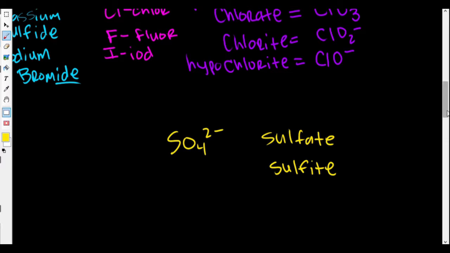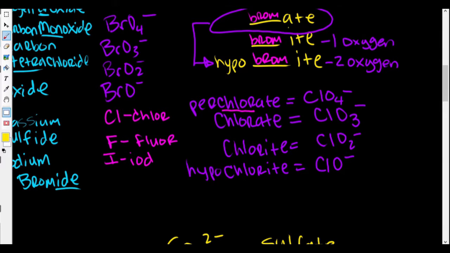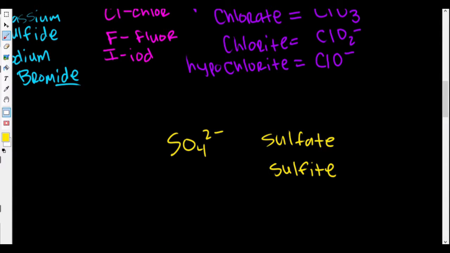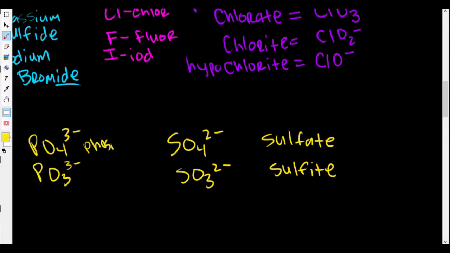Well, if we look up here, when we go from ate to ite, we lose one oxygen. So SO3 2 minus. Phosphate is PO4 3 minus. If we want phosphite, it's PO3 3 minus. The charge is going to stay the same. Make sure you remember that. So phosphate, phosphite.